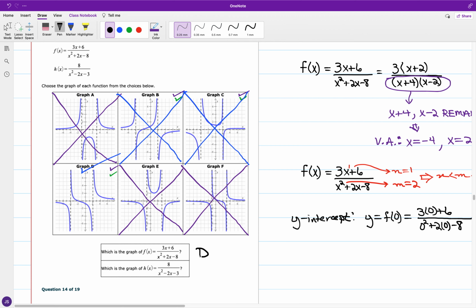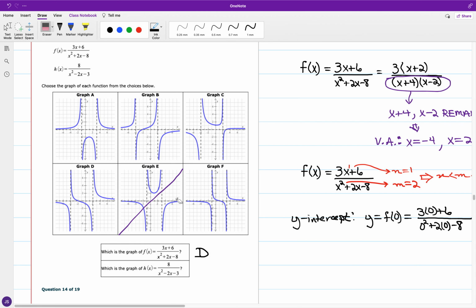Okay, so for the graph of f of x, that is going to be graph D. All right, and for the other rational function, we have h of x, so you have 8 over x squared minus 2x minus 3.